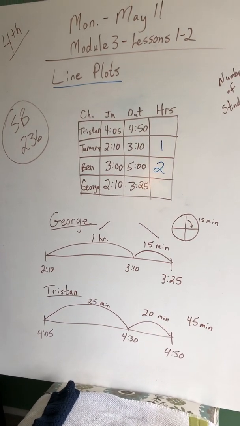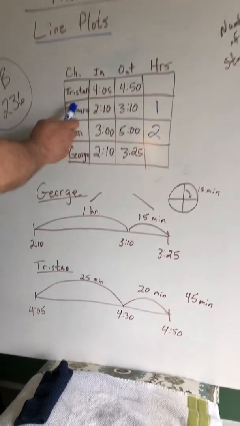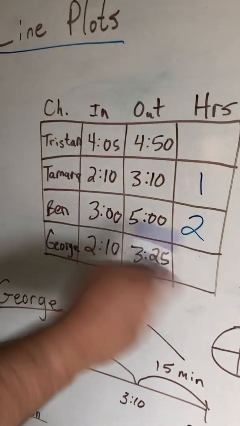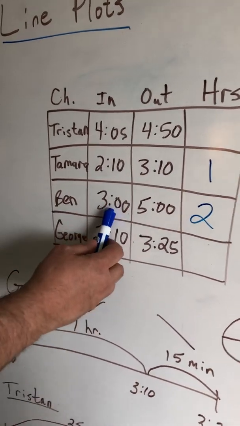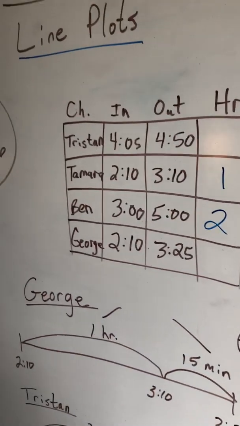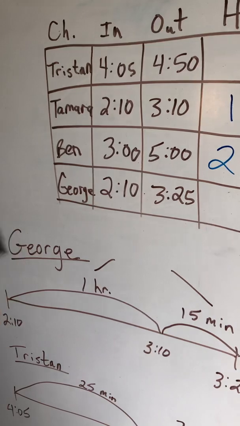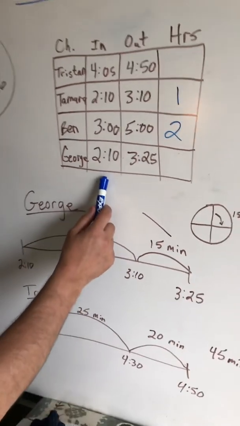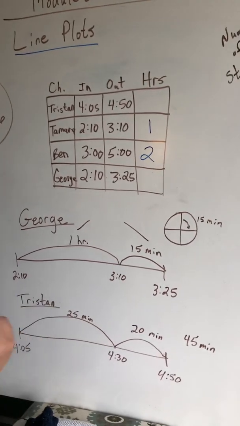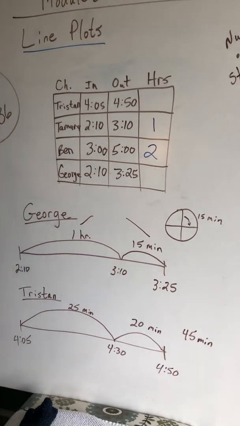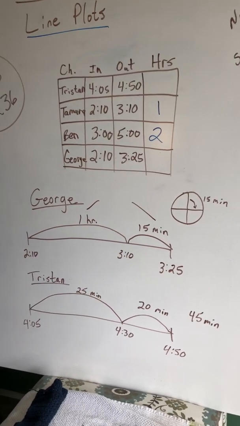So if you come down here, I got these flip-flopped, but that's okay. I'm going to look at George first. Now, Tamara and Ben, totally easy. 2:10 to 3:10, 1 hour. And Ben, 3 o'clock to 5 o'clock, 2 hours. Boom, those are the easy ones. But let's look down here at George. George jumped in at 2:10, came out at 3:25. Now I know some of you, Caleb and a few other people, are like, I can do it in my head. That's fine. If you can do it in your head, you go right ahead.